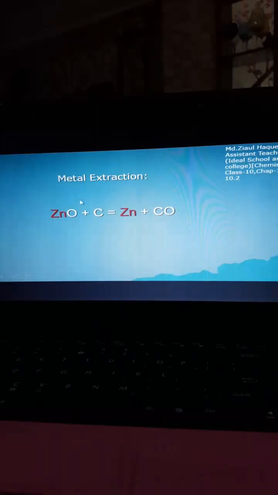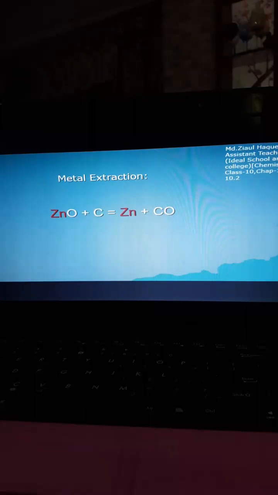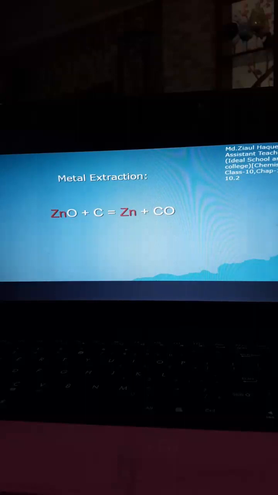So zinc oxide is a compound. But Mr. Zinc, you have to think, what's this link? There is no link, only zinc. It is an element. So in such a way, when you get the metal, this is called metal extraction. Similarly, when you get sodium from sodium chloride, you can understand this is metal extraction. So my dear students, zinc oxide plus carbon gives zinc plus carbon monoxide.